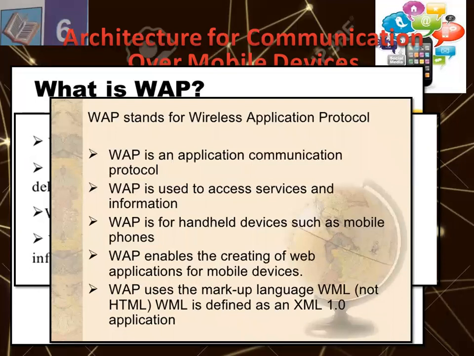WAP stands for Wireless Application Protocol. WAP is an application communication protocol used on wireless devices. WAP is used to access services and information. WAP is for handheld devices such as mobile phones. WAP enables the creation of web applications for mobile devices. WAP uses the markup language WML, not HTML. WML is defined as an XML 1.0 application.